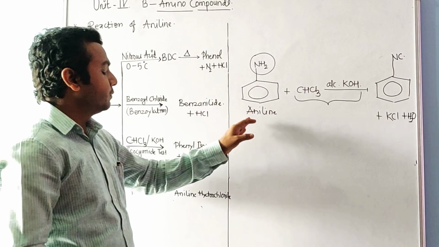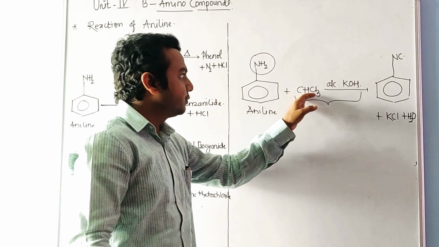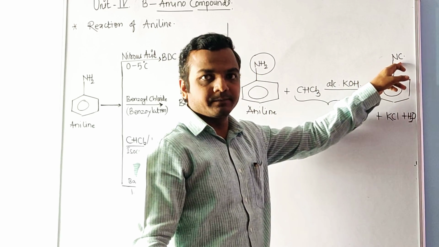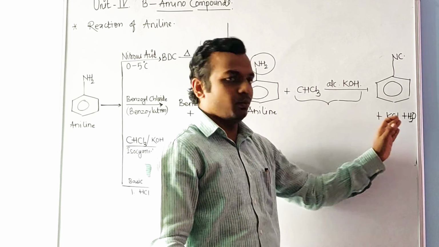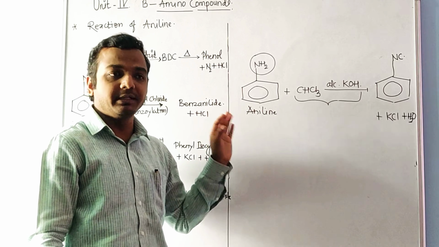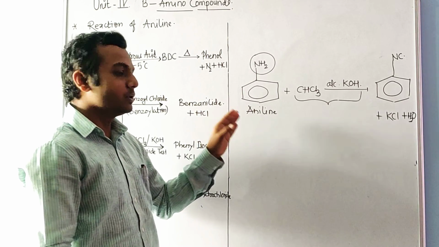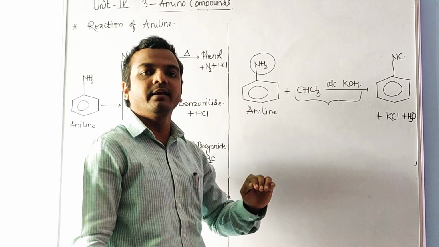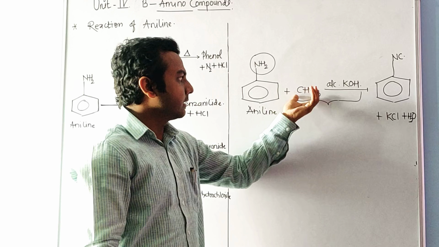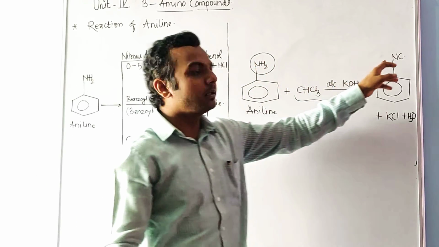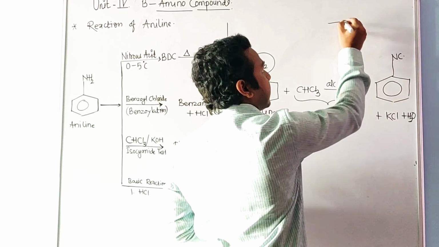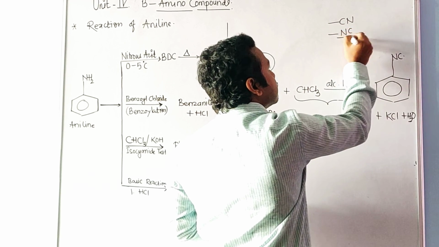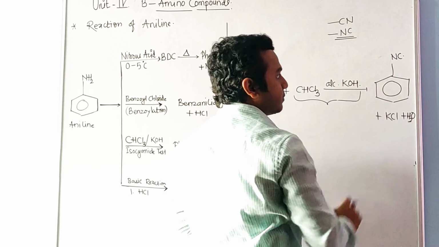What is happening in the third reaction? Aniline when it reacts with chloroform in presence of alcoholic KOH gives phenyl isocyanide along with KCl and H2O. This reaction is also called the carbylamine test. Why is it called the carbylamine test? Because this test is used for identification of primary amines. It may be aliphatic or it may be aromatic. Chloroform and KOH convert the NH2 group into isocyanide. You know the formula of cyanide, that is CN. And what is the formula of isocyanide? NC. NC is the isocyanide.